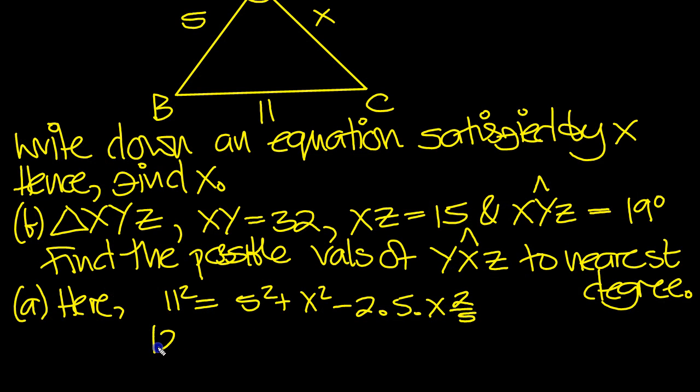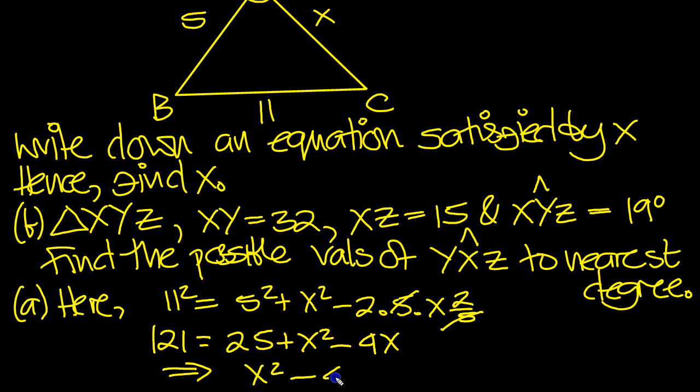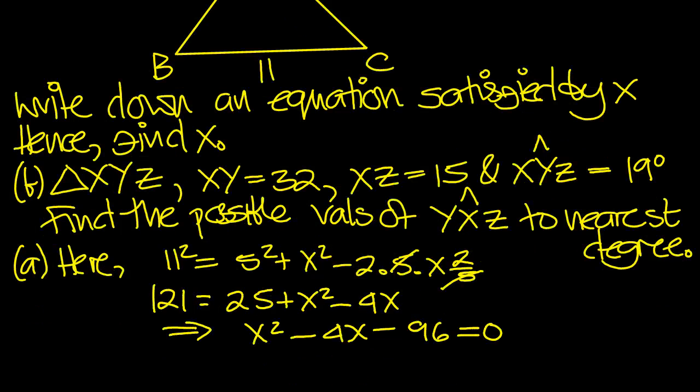So we get 121 is equal to 25 plus X squared. Here the 5's will cancel and we get minus 4X. So that tells us then that X squared minus 4X, 25 minus 121 is minus 96, isn't it? Okay, so that's all brought over this side now, and that equals 0. So what's the answer then?